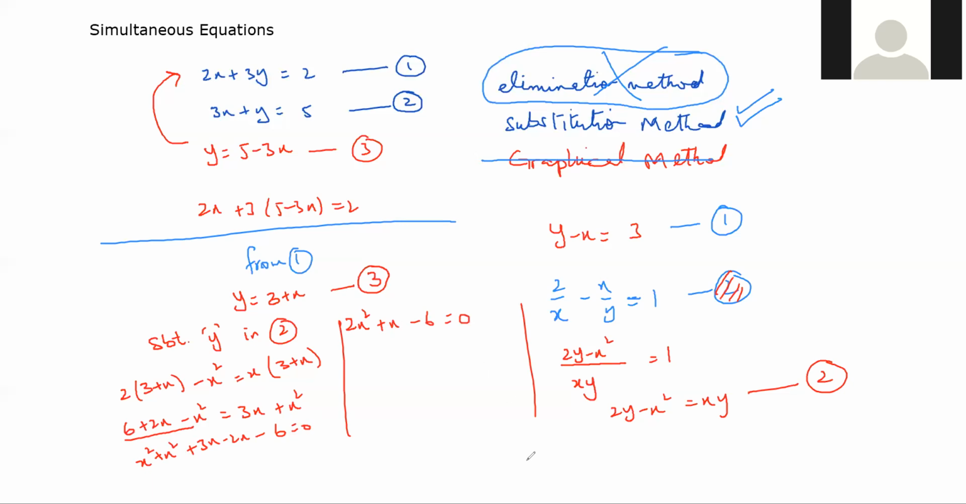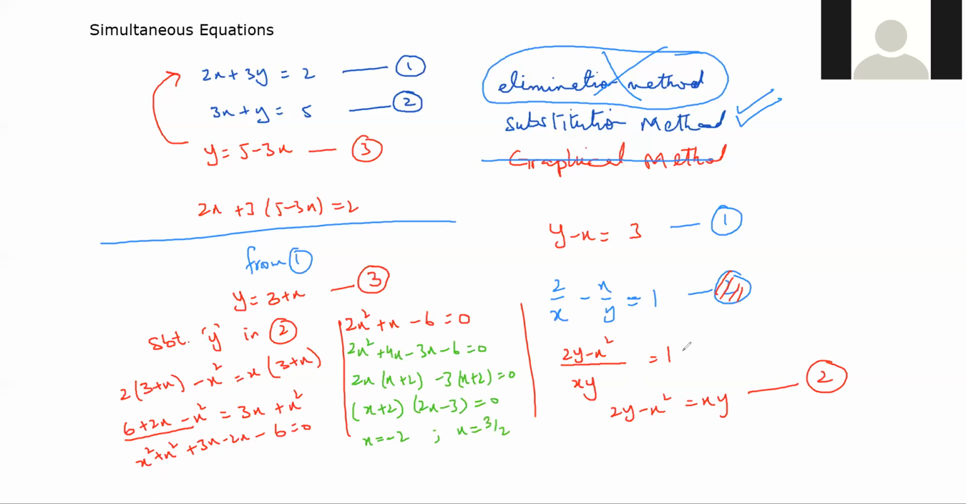You can factorize this. You can use the quadratic formula. I see that this can be factorized. This is 2x squared plus 4x minus 3x minus 6 equal to 0. So this is 2x into x plus 2. This is minus 3 into x plus 2. That is equal to 0. So you have x plus 2 into 2x minus 3. So we have x as minus 2 or x as 3 over 2.